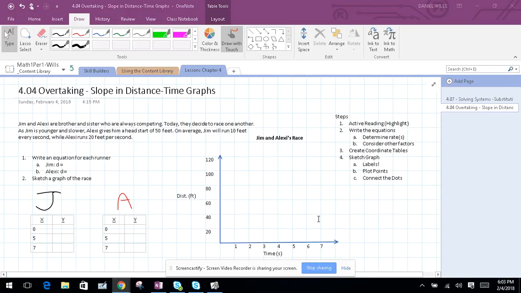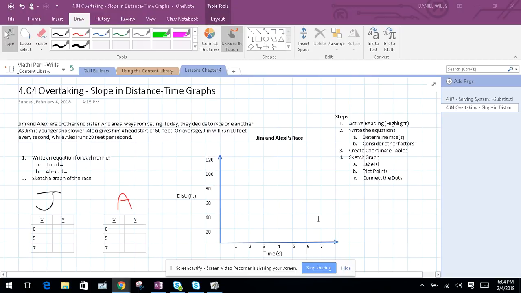That means we're going to read through it very quickly and then try to go back and find the important information. So the problem says that Jim and Alexi are brother and sister who are always competing. Today they decide to race one another. As Jim is younger and slower, Alexi gives him a head start of 50 feet. On average, Jim will run 10 feet every second, while Alexi runs 20 feet per second.